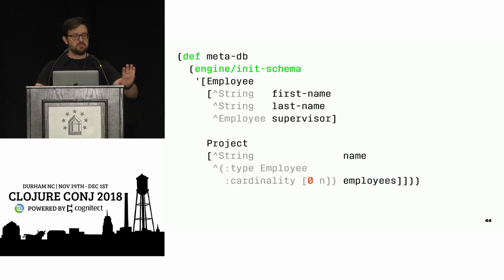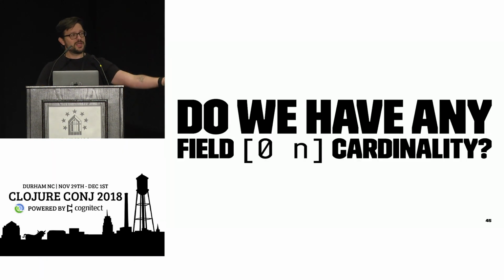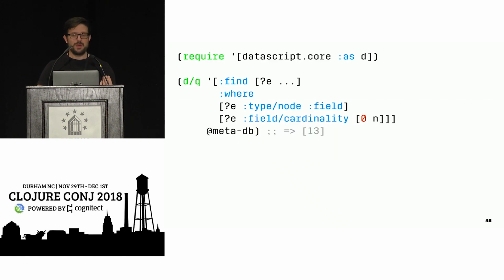For example, let's assume that this is my model. I'm already using Holder there, initializing the employee and the project, creating this def called MetaDB. And what if someone else built that model for me, and they're just passing this model around as data, and I want to know if we have any field that has 0 to n cardinality. The way I implemented this was using DataScript, in-memory querying in an in-memory database. So in this example, I wrote exactly the query that I run against my Meta API to get that answer.